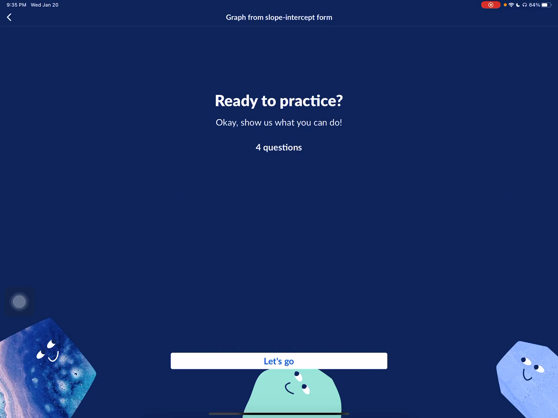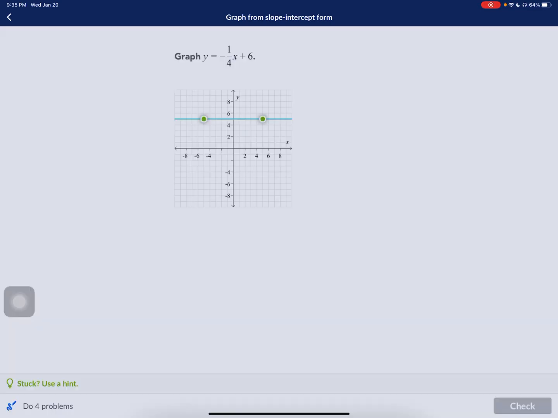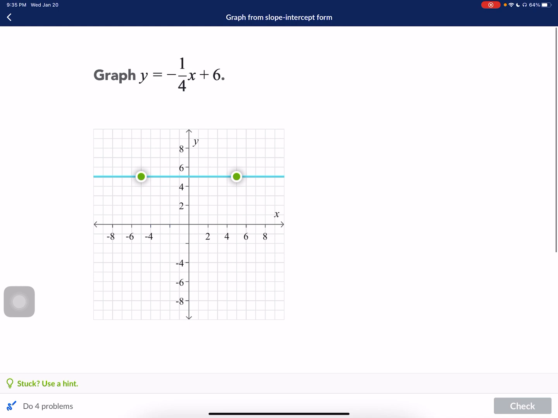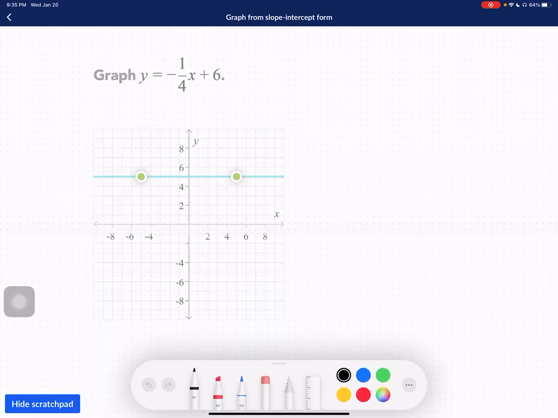Here is a video about graphing from slope-intercept form. I'm going to do problems directly from the practice to show you that this is exactly what I showed you in class, but you just have to drag those 2 points to put the line where you want it. Okay, so here I'm going to go ahead and draw.